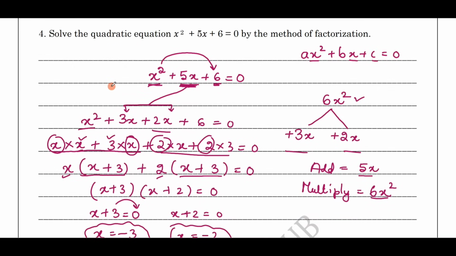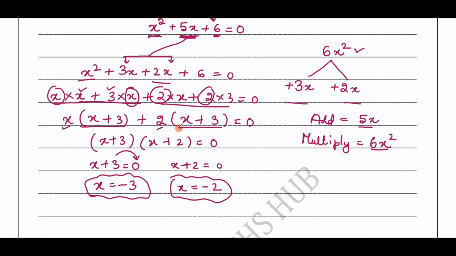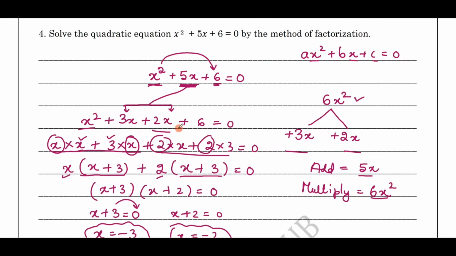Hope you have understood the first step. Multiply the first and last term. Then, if you add, you should get the middle term. If you multiply, you should get 6x squared. Split the middle term, take the common factors and find out the roots.